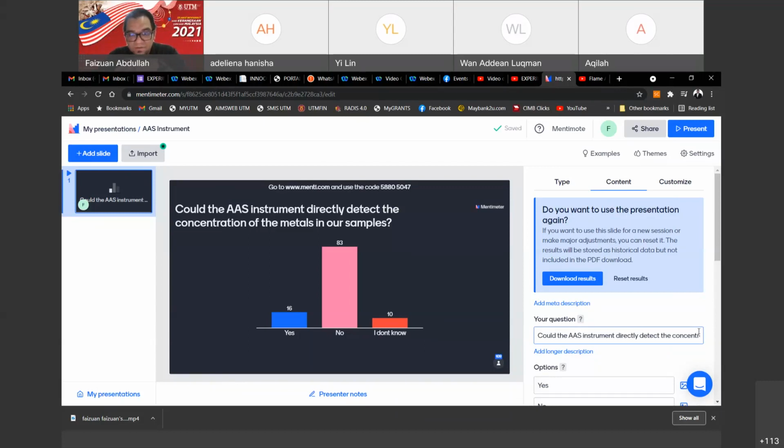So what we need to do, that's why we have this experiment 3, is to teach you how to teach the instrument to tell us precisely and accurately the concentration of the analyte through the preparation of the calibration solution and also the standard addition method.